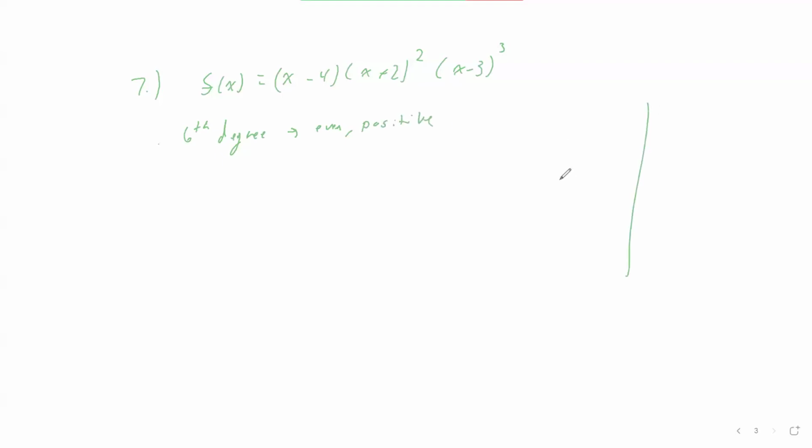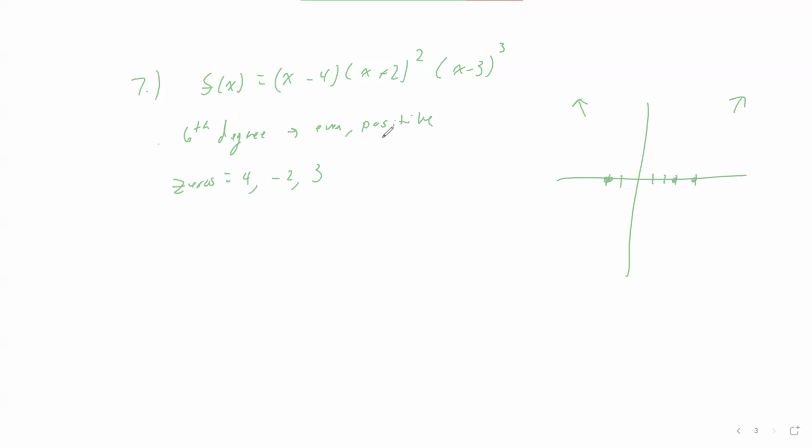So I'm looking at a graph. I know my end behavior does something like this. Ooh, that one's bad. Try more like this. And then I know my zeros are 4, -2, and 3. So I go 1, 2, there's a 0 there. 1, 2, 3 is a 0 there, and 4.